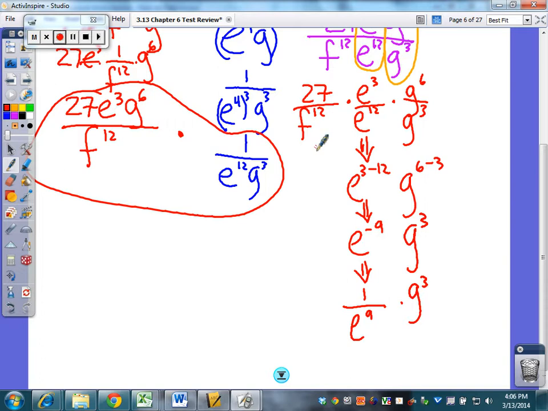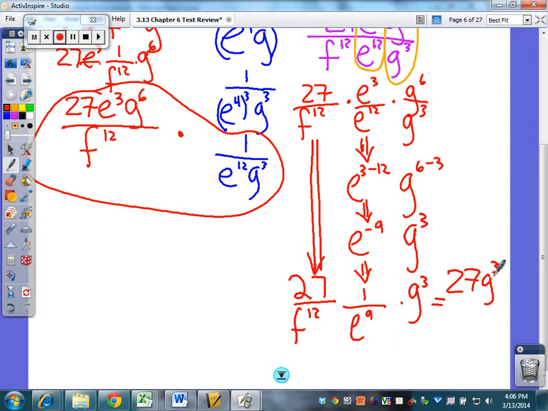And then we have this, we bring this all the way down, and we have 27 f to the 12th. So we multiply all this together, we have 27 times 1 times g to the third is 27 g to the third over f to the 12th times e to the 9th. I'm sorry, e to the 9th. And that would be my answer.